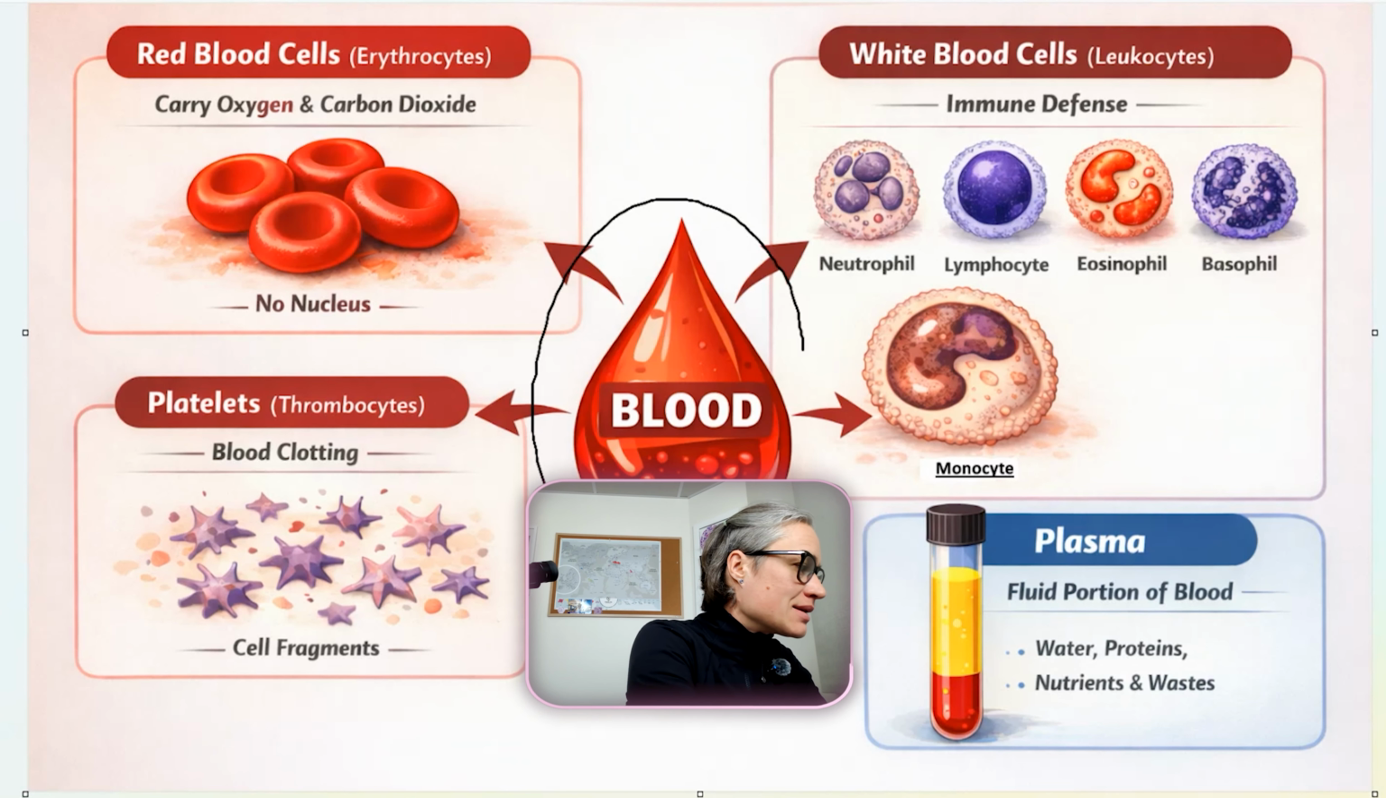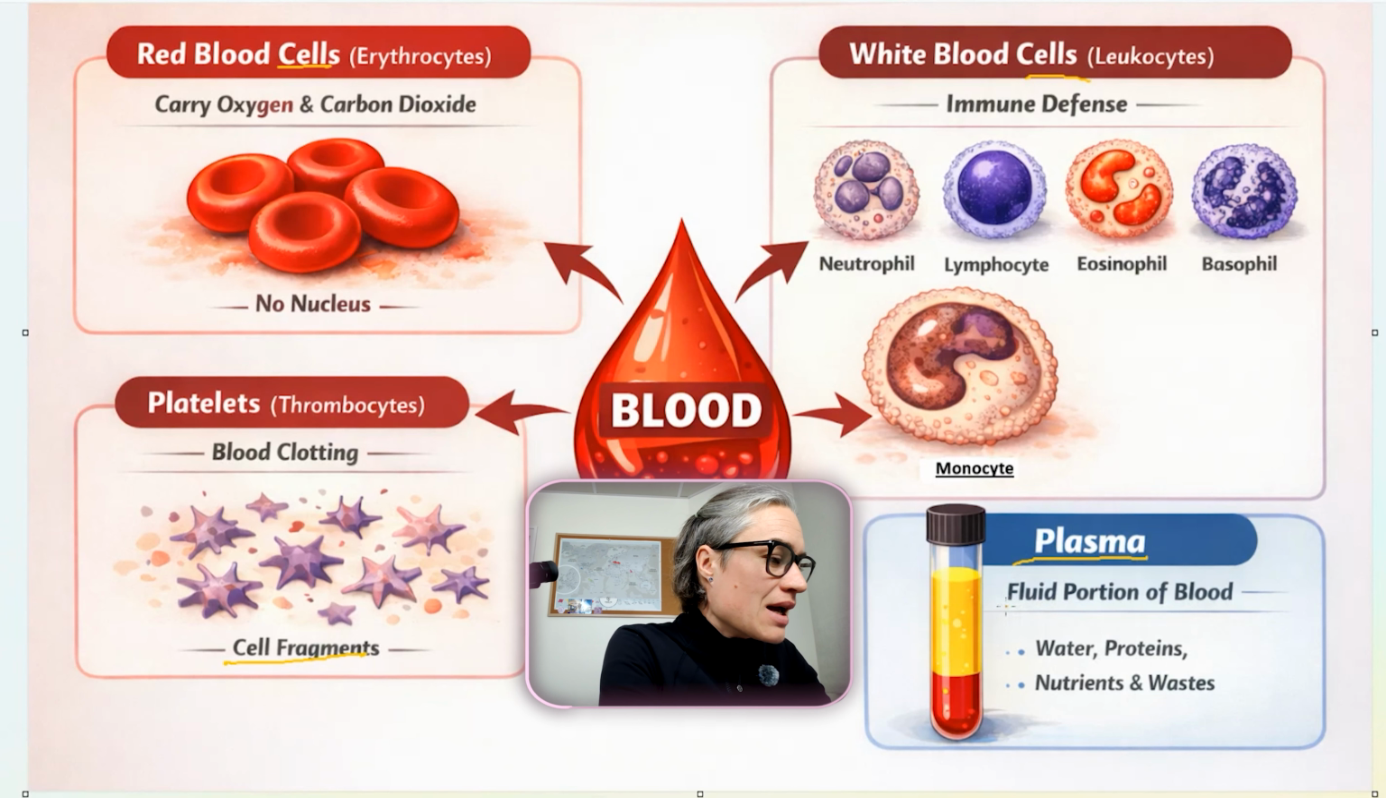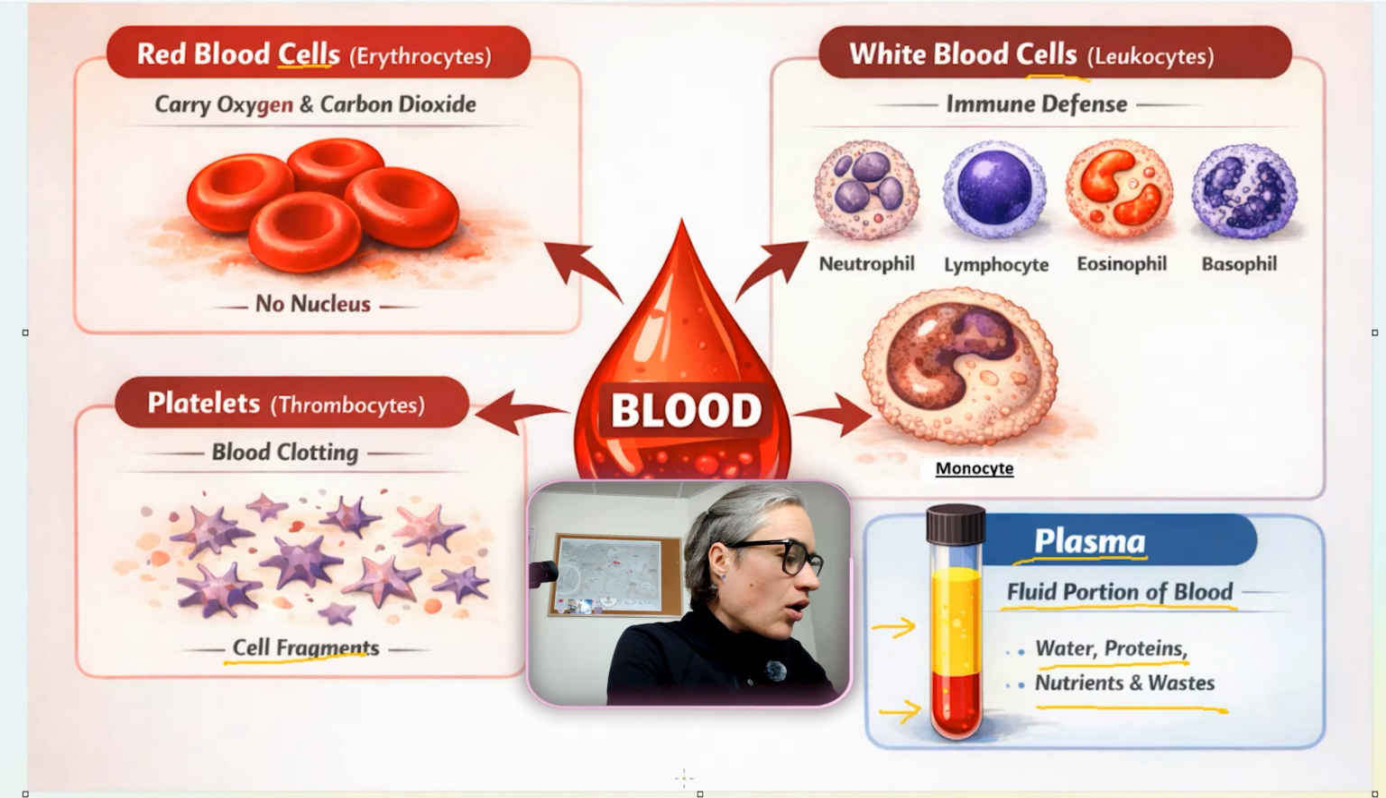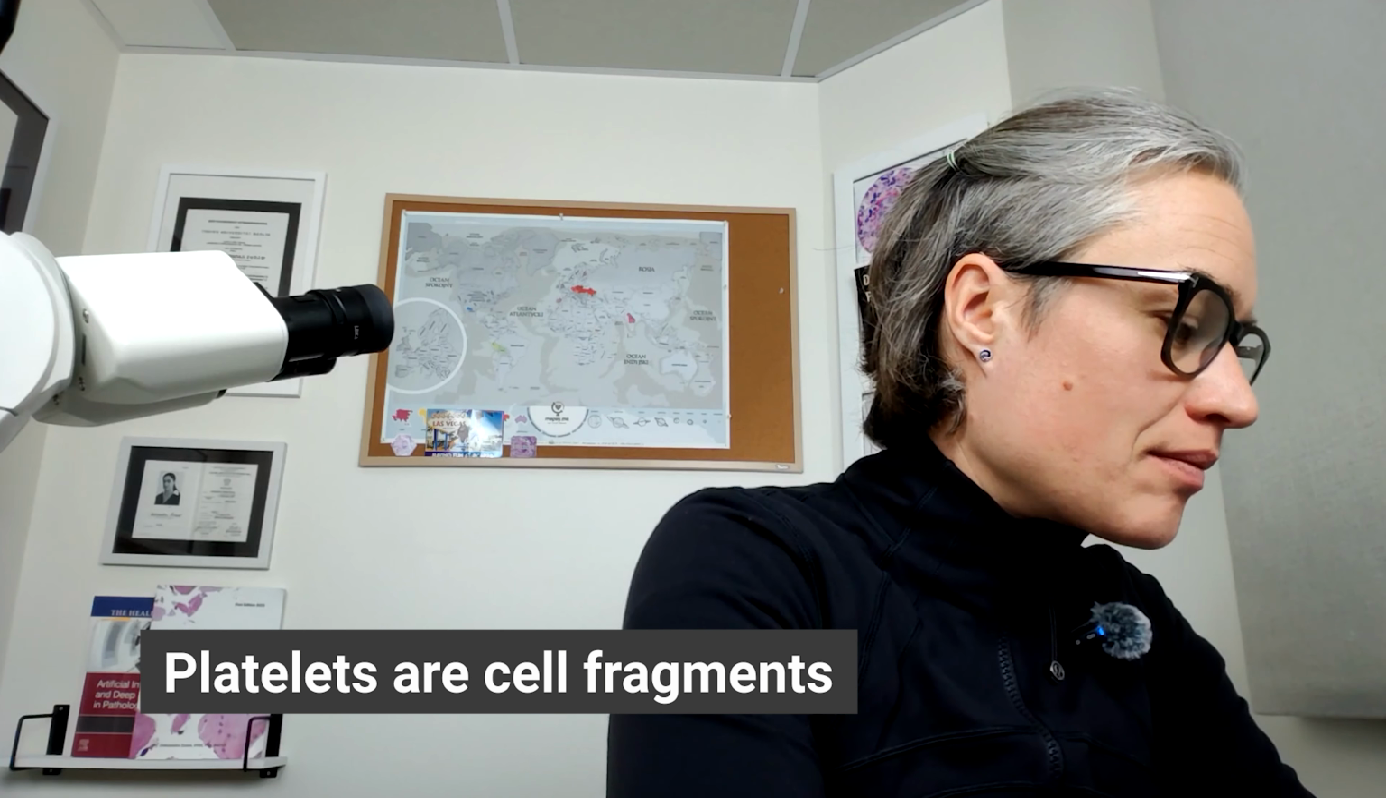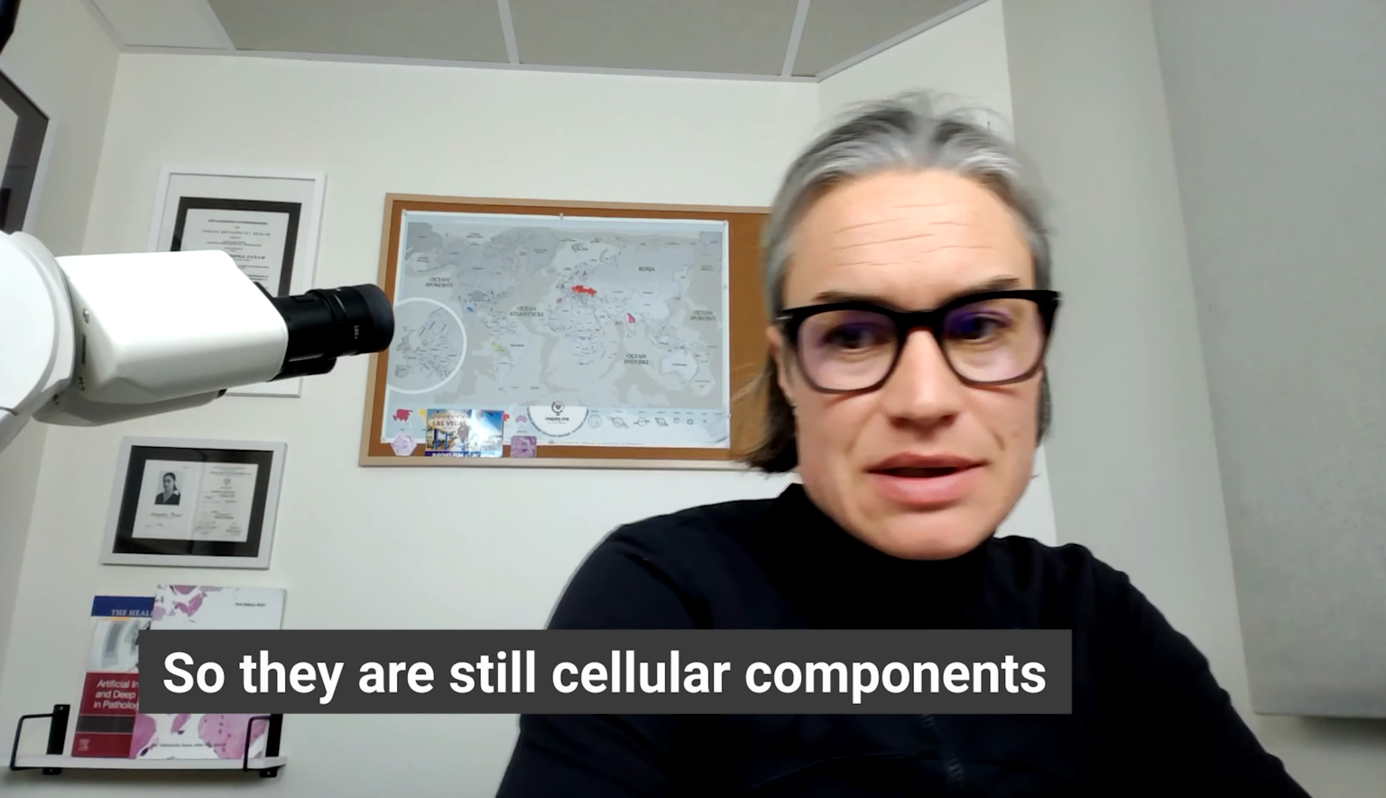Before we look under the microscope or at our whole slide images, let's review the components of the blood. Blood has cellular components, the cells, and also a non-cellular component, which is plasma. It's the fluid part of blood: water, proteins, nutrients, and wastes. When you centrifuge it, you will have the red blood cells and the cellular components at the bottom and plasma on top. I would say platelets are cell fragments, so they're still cellular components.